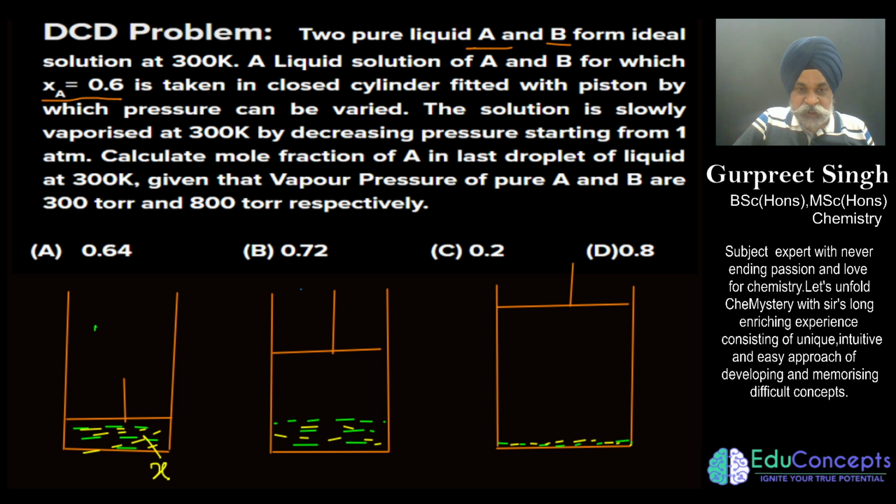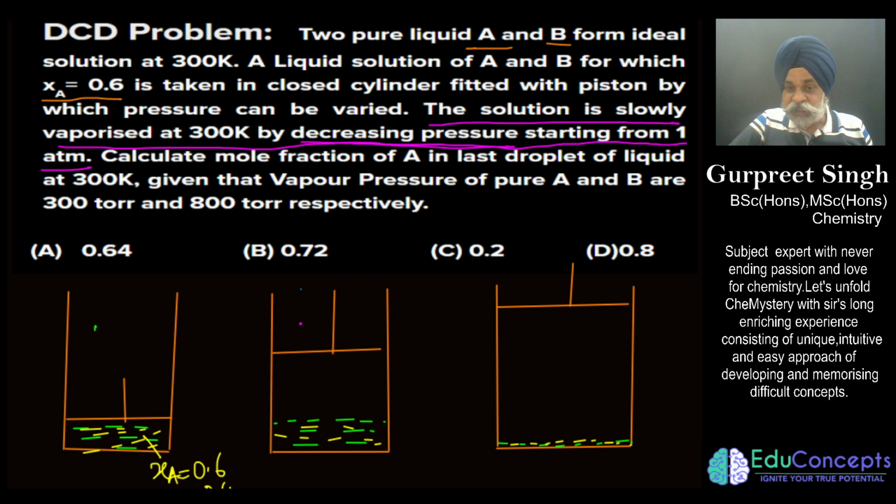So XA is 0.6 and of course XB would be 0.4, and this container is fitted with a piston where the pressure can be varied. So this liquid is taken in this container where the XA, XB mole fractions are given in the liquid state. Now this is the important statement which you have to focus on. The solution is slowly vaporized at 300 Kelvin by decreasing pressure starting from 1 atm. So the solution has been slowly vaporized by decreasing pressure.